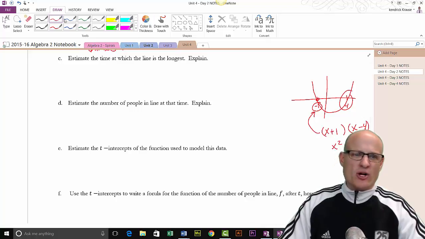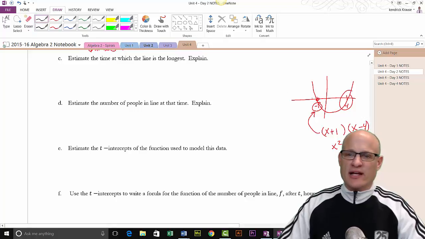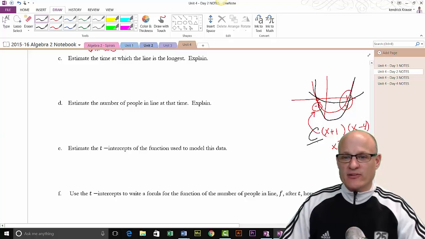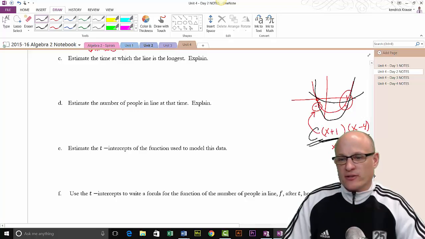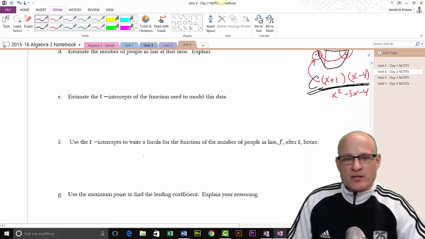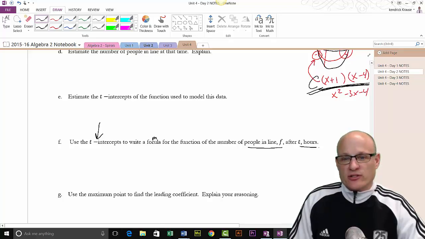The only thing I don't know about is if it looks like that, or if it looks like this, or if it looks like this. I don't know how steep it is. So there's some constant out front. I just don't know how steep it is, but I know that it's going to go through those points. If I can put those in the parentheses, well, how's that going to help me? It says use these t-intercepts to write a formula for the function of people in line after t hours.